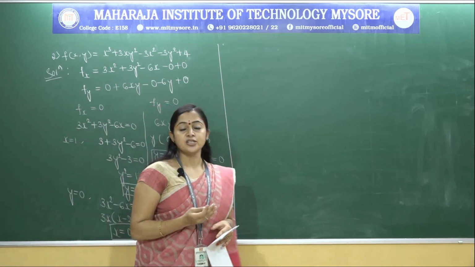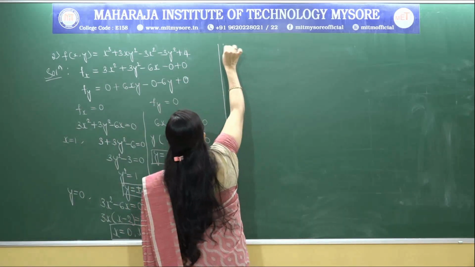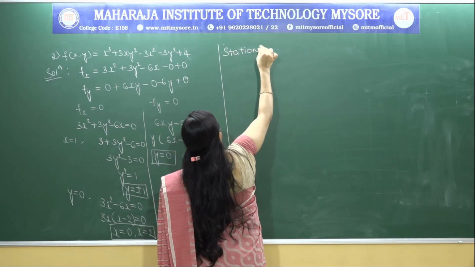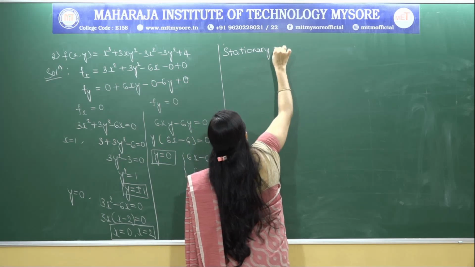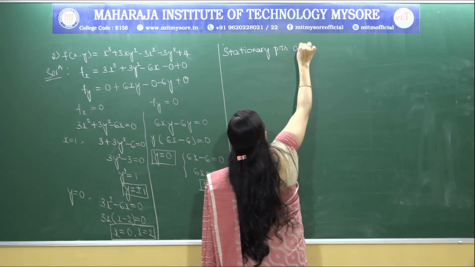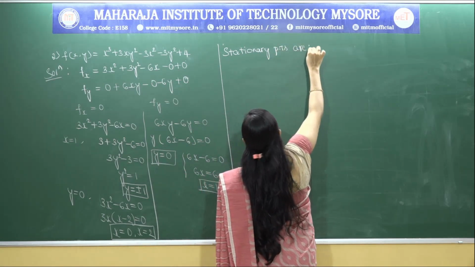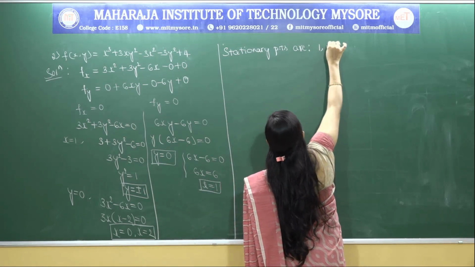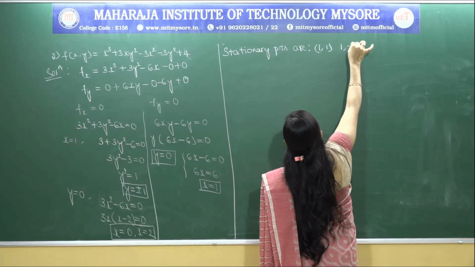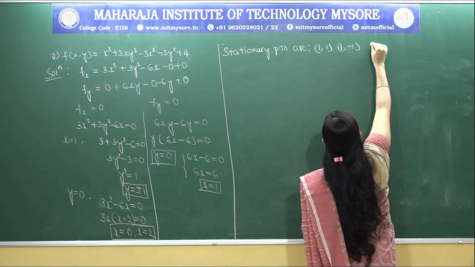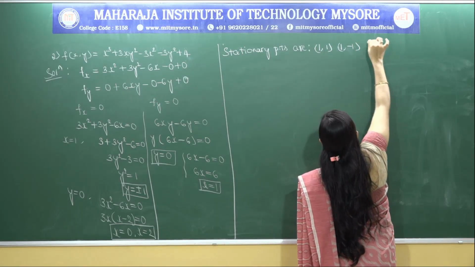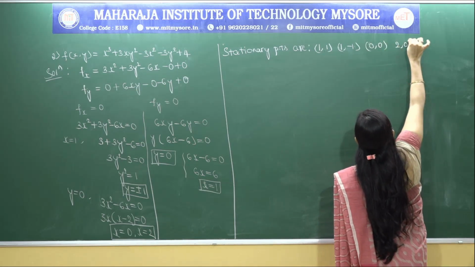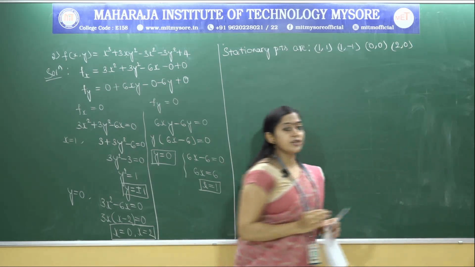Then you have to consider the stationary points. So the stationary points are: at x equals 1, y is plus 1 and minus 1; for y equal to 0, x is 0; and for y equal to 0, x is 2. These are the stationary points.